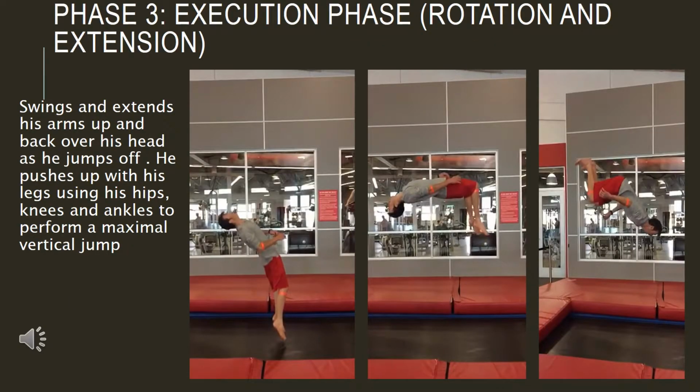In the third phase of a backflip, we have the execution, or known as the rotation and extension. In this phase, he swings and extends his arms up and over his head as he jumps off. He pushes up with his legs using his hips, knees, and ankles to perform a maximum vertical jump. In the next slide, we will take a look at the specific angles that this individual had in his arms and legs in order to perform this phase properly.